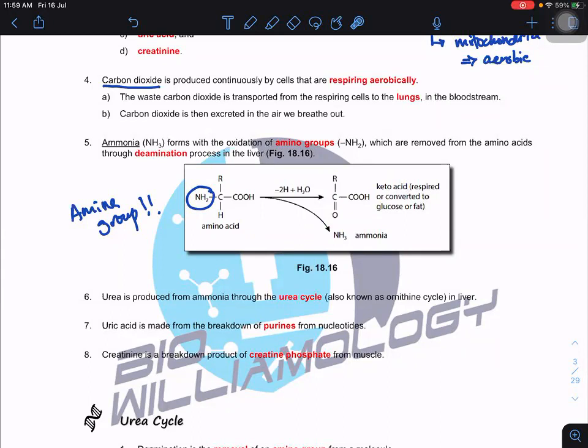Okay, keto acid. So this keto acid, we either carry out respiration to oxidize it, or we convert it to glucose, then we can store it, or convert it into fat. So basically, when you consume too high a concentration of amino acid, it doesn't make you feel strong, because the extra will be deaminated.